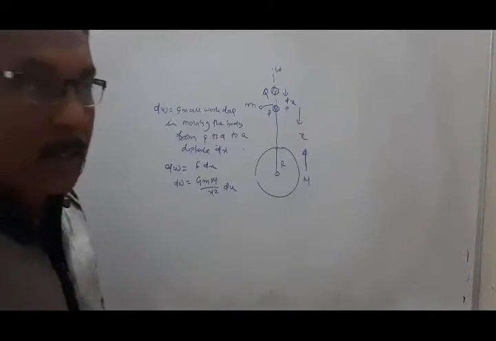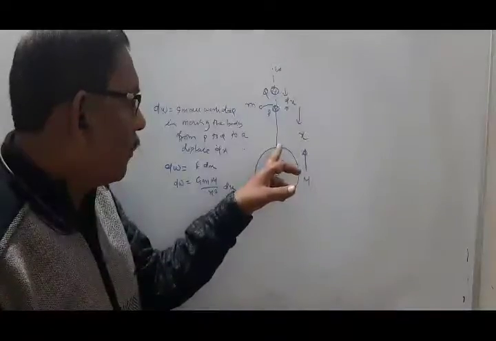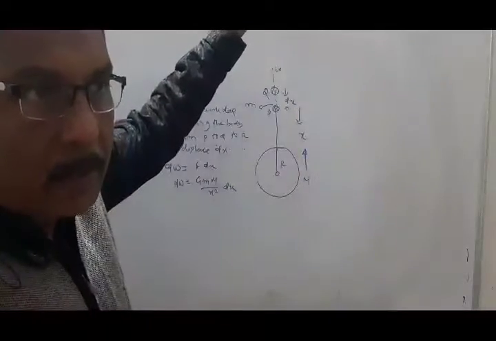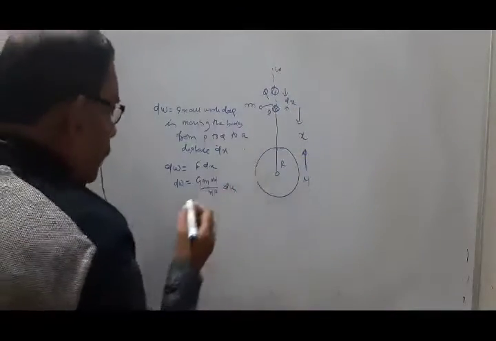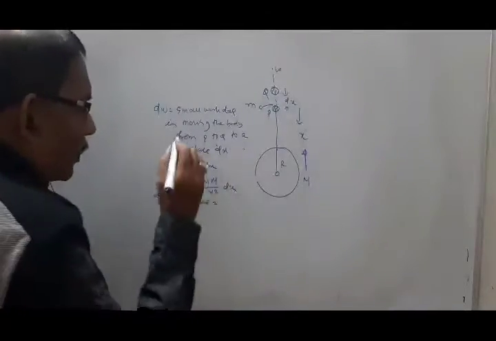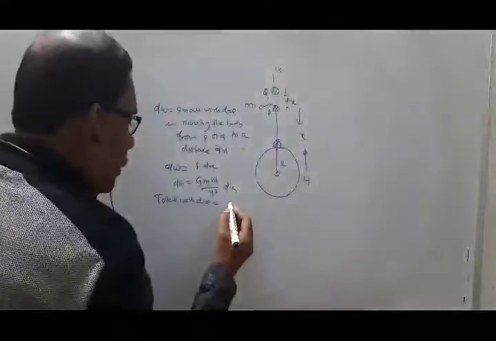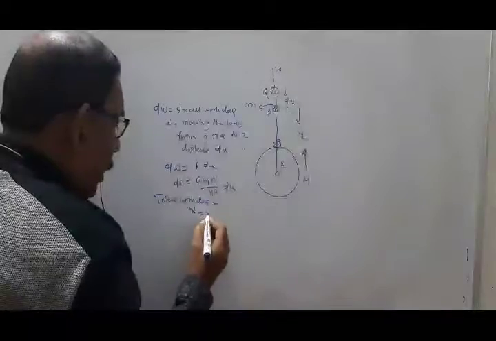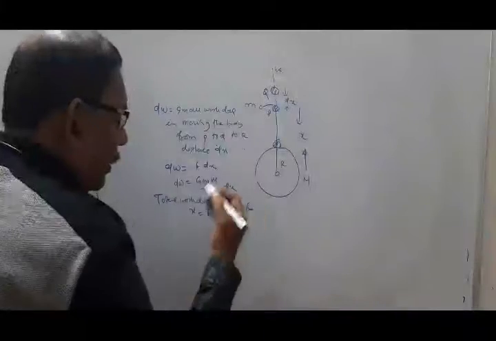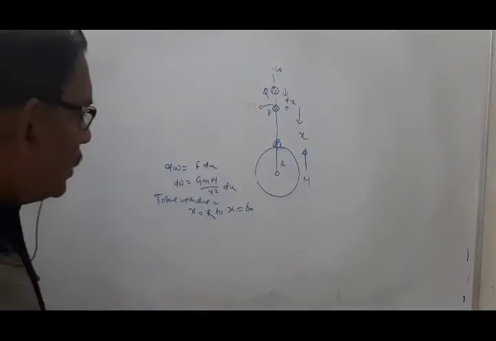Now, what is the total work done on moving the body upward from the surface at distance r to infinity? So the total work done is from x equal to r to x equal to infinity. Integrating the work done equation now.